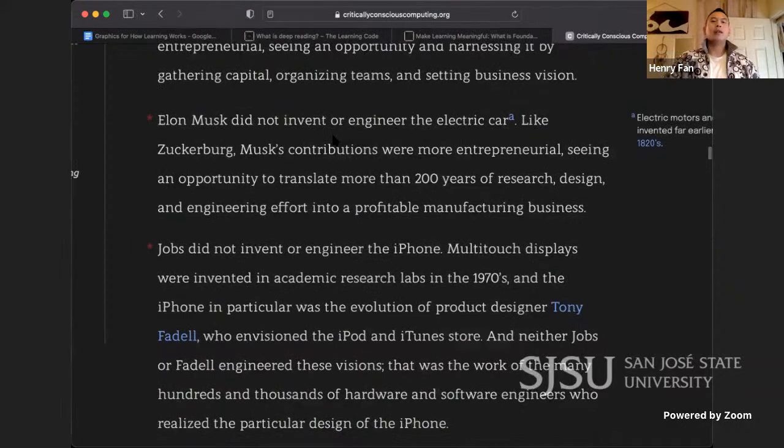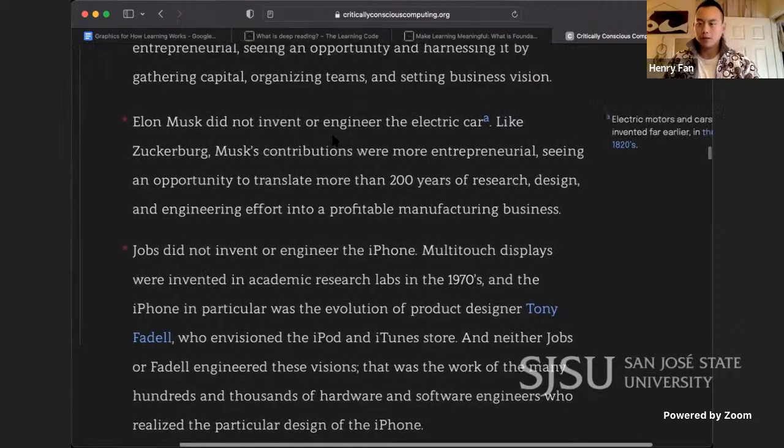Elon Musk did not invent or engineer the electric car. Like Zuckerberg, Musk's contributions were more entrepreneurial, seeing an opportunity to translate more than 200 years of research, design, and engineering effort into a profitable manufacturing business.